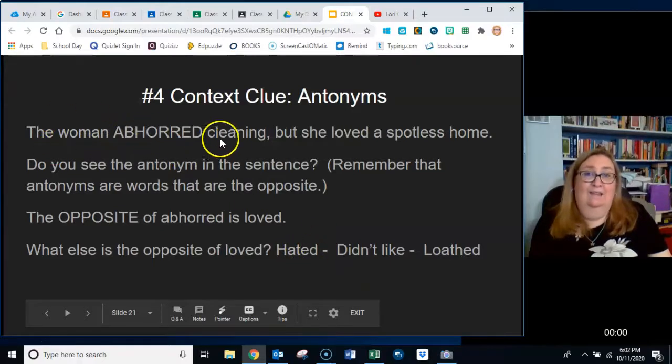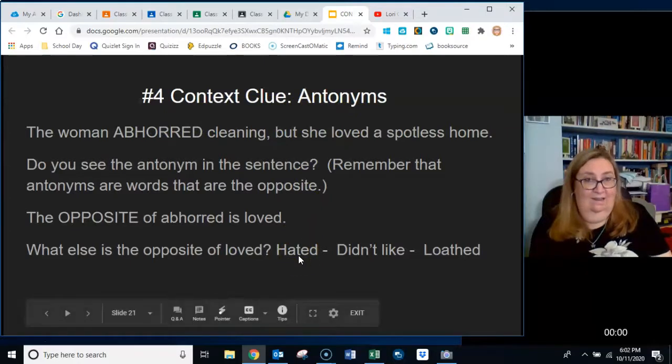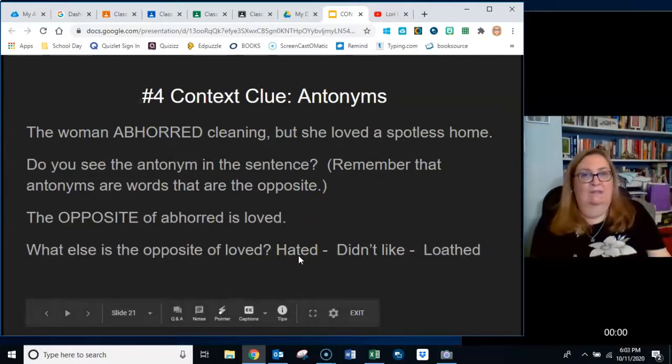The woman hated cleaning, but she loved a spotless home. Makes total sense, right? So when I'm asked what abhorred means, it's the opposite of loved, and the opposite of loved is hated. You see how we're having to take our thinking out one more step than we did before?